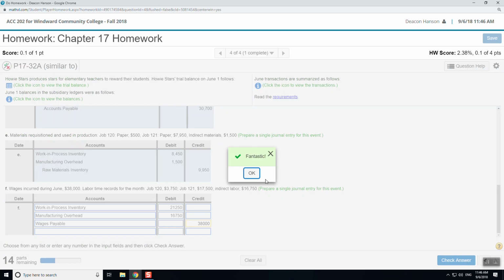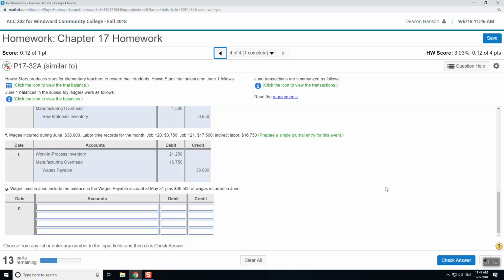Okay. We're looking at problem 17-32A. If you wanted to work yours, that's part of the reason I made it in the lab too. If you want to work yours and get it done, either way.